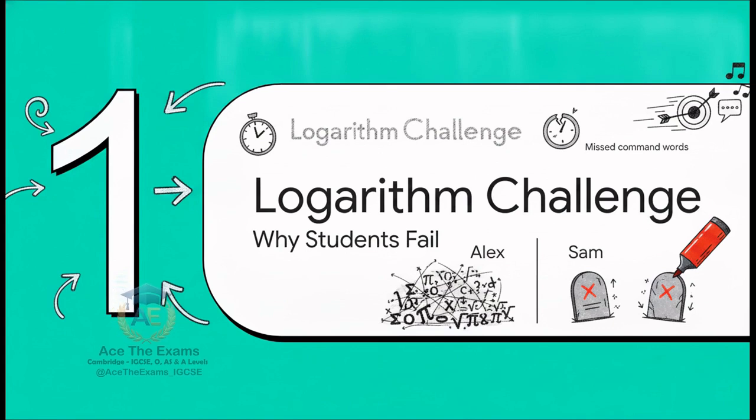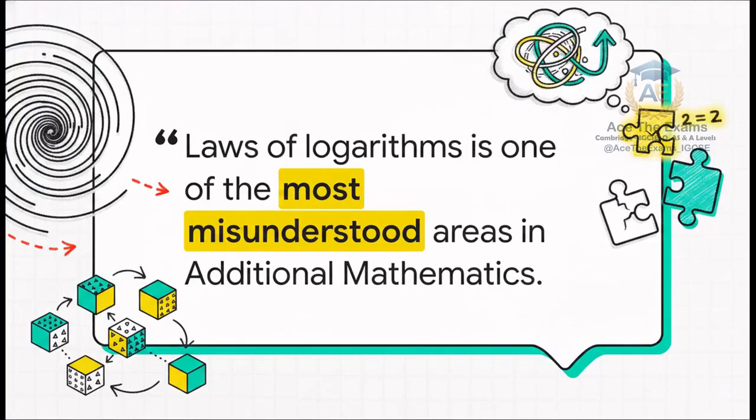Then you have Sam. Sam is incredibly fast at calculations, but rushes straight to the numbers, completely skipping over crucial command words like show that or find the exact value. So what happens? When the examiner's red pen comes out, both Alex and Sam are losing massive amounts of points, despite the fact that they actually understand the underlying math. Their flawed answers just become a graveyard of lost marks. It's incredibly frustrating, right?